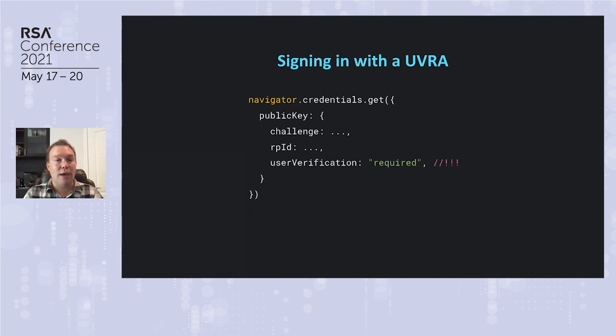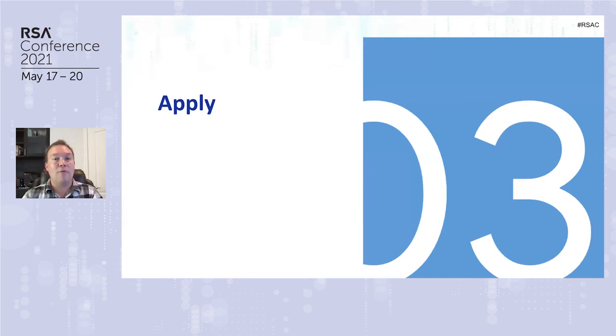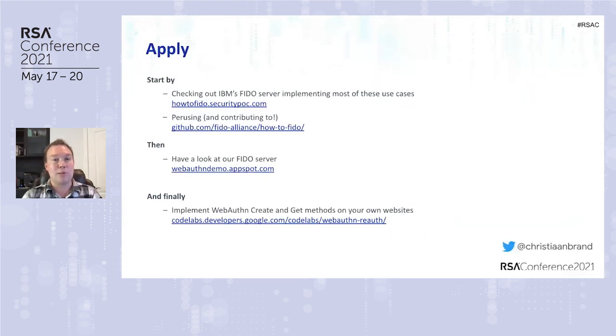So with that, I hope that gives you a good overview of how all these different things hang together. I wanted to have an apply slide here and give some quick next steps on what you can do in the meantime. IBM has a pretty nice FIDO server implementing most of these use cases, in the How to FIDO document at that URL there. You can peruse the document that I've discussed and even contribute. If you have additional ideas or questions, feel free to ask them directly on GitHub. You can play with a FIDO server that Google has set up, an open source one on GitHub. And finally, we have some code labs where you can play around with some of these APIs on Android.